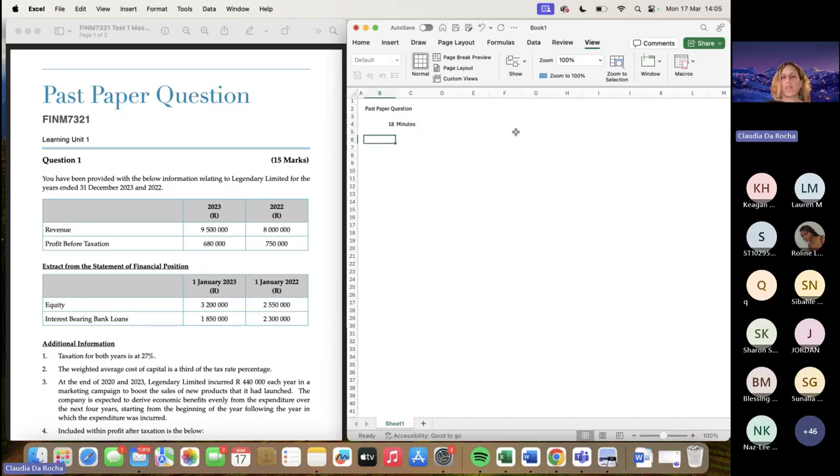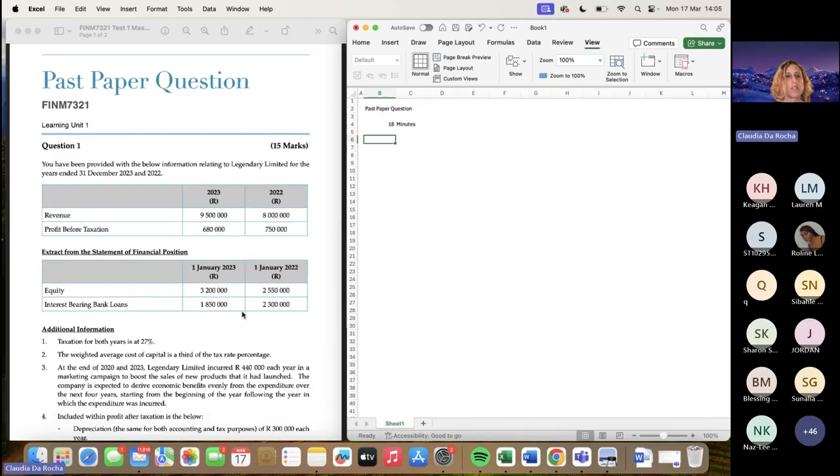Then I know I've got to do the EVA. I've got to go through all the information. So let's go through the information, and then we can see which formula would be appropriate. Are we going to use the first formula, which is NOPAT minus invested capital times WACC, or are we going to use the other one where we have to take the return on invested capital and minus the WACC?